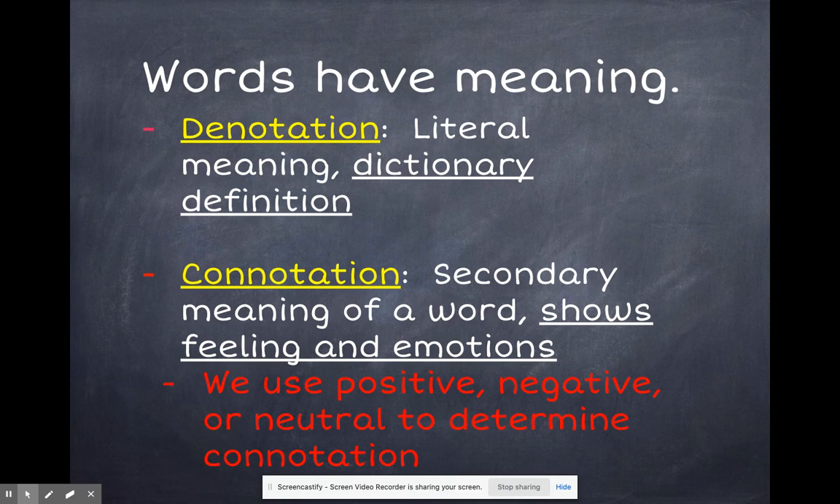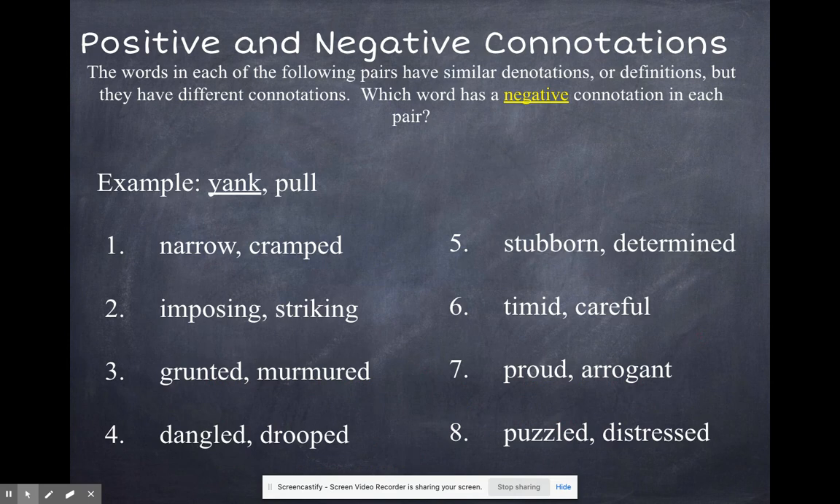Now, denotation is the dictionary definition of words, so the literal meaning behind the word. Connotation is different because it's a secondary meaning of a word and it's what shows the feeling and the emotion tied behind it. So the tone, basically. So like you saw in the previous slide, there can be words that have positive, negative, or neutral connotations to them. So on this slideshow here, we have some pairs of words that have similar denotations or definitions, but they have different connotations to them.